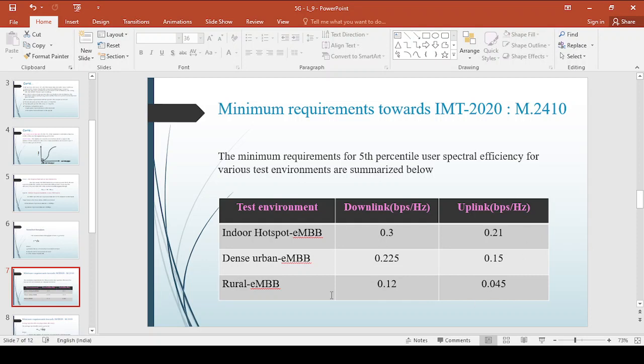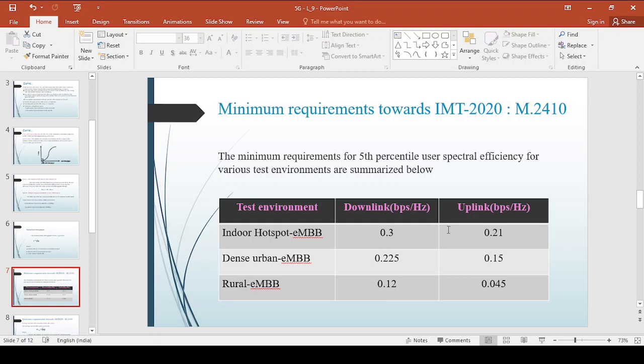If you see these values, the downlink values will always be greater than the uplink. If you take any requirement, any terminology, whether it is user experienced data rate, peak data rate, or area traffic, if you consider any terminology, the downlink values will always be greater than the uplink values, right?